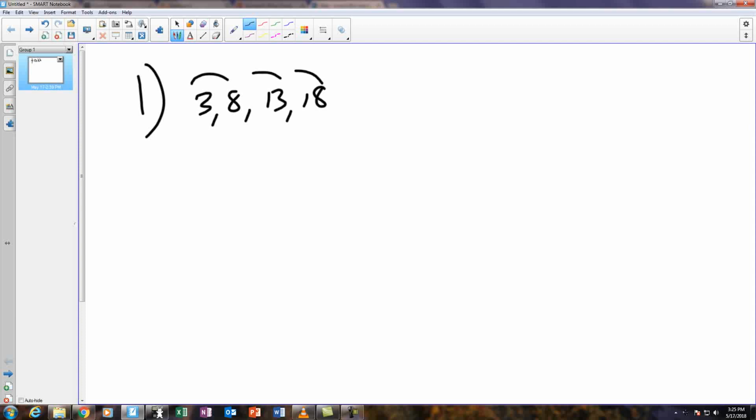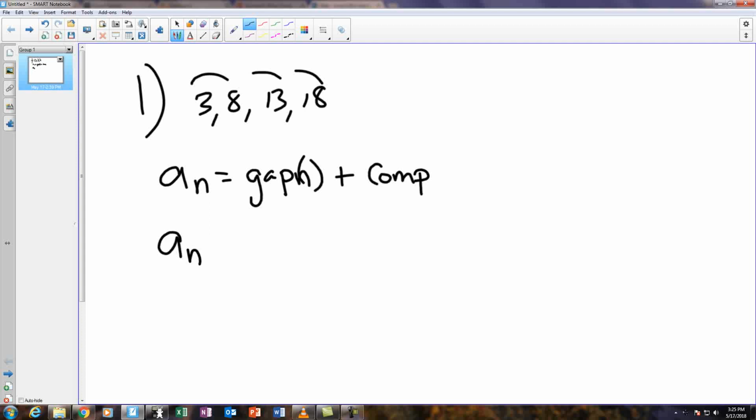The list is clearly going up by 5 each time. That's an addition of 5. If it's addition or subtraction, I typically use a sub n equals the gap times n plus any compensation, or the amount you'd have to adjust by. So that would be a sub n equals, our gap is a positive 5n. Now the issue here is that if I plug 1 in for n, I'm supposed to get 3, because that's the first term. But if I put 1 in there right now, I get a 5. So to make the 5 become a 3, I will minus 2.